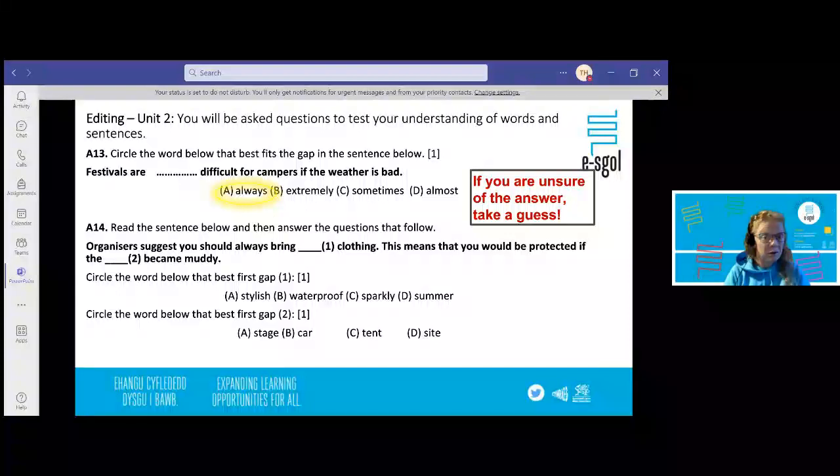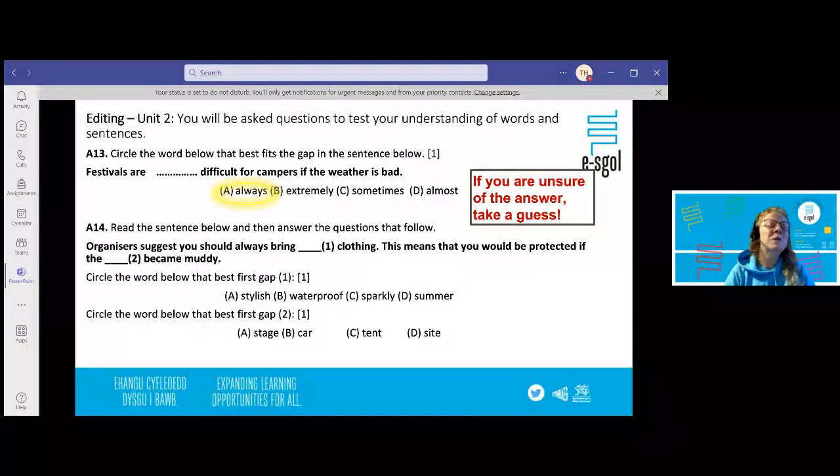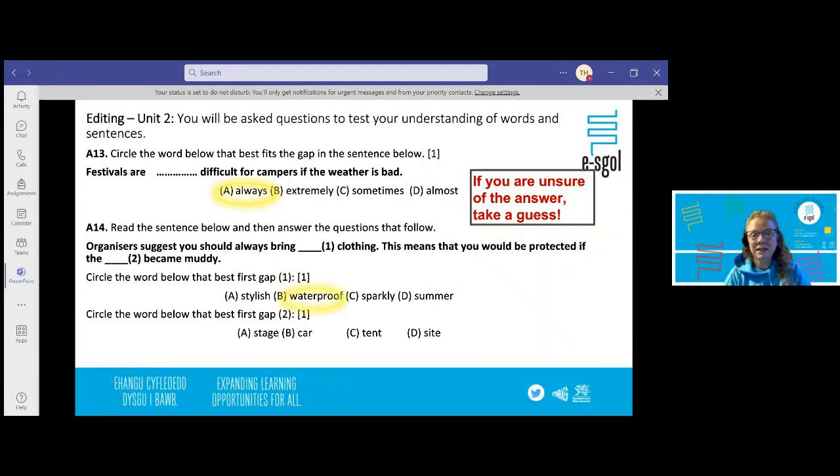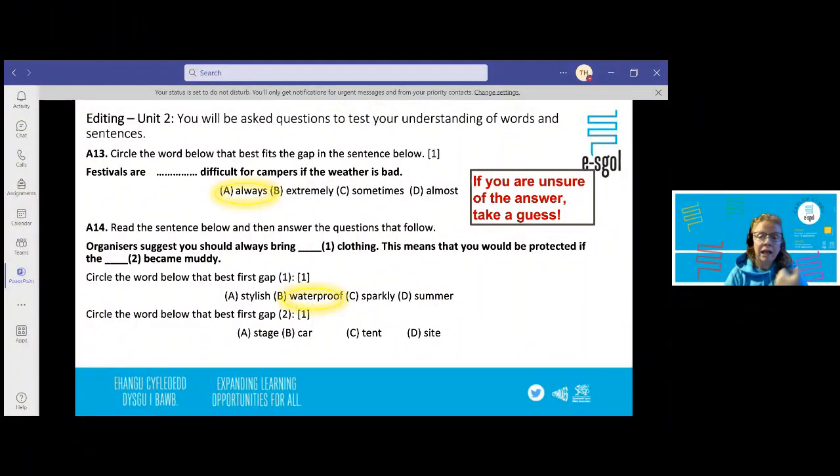Do you want to bring summer clothing? Not if it's a wet festival. So you're going to need waterproof clothing. That's going to be the word I need to fit in. And then if you look at the second sentence, this means that you would be protected if the something became muddy. Well, stage, I know that's not right because I'm not on the stage.